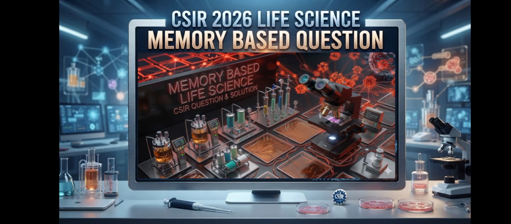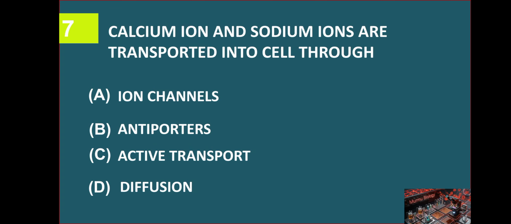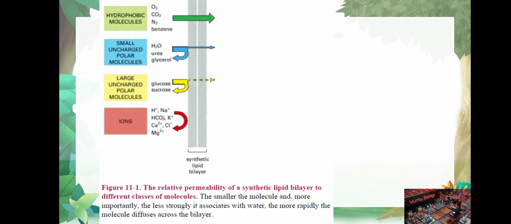Good morning, and we were saying CSIR Life Science NET memory-based questions. One of the questions was: calcium ions and sodium ions are transported into the cell through... The options were ion channels, antiporters, active transport, and diffusion. So, this is talking about transport across the cell membrane, isn't it?